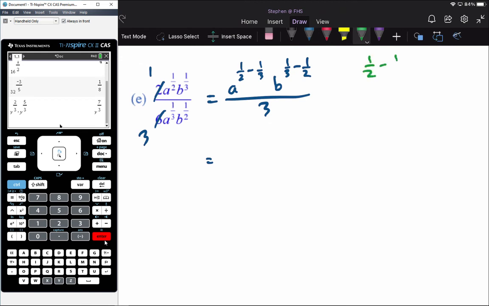So half minus third, 2 times 3 is 6, that's your new denominator. Let's do some cross multiply. 3 times the 1 gives us 3, and then 2 times that 1 gives us 2. So we have 3 minus 2 over 6, and that is just going to be 1 over 6. So what that means is we have a to the power of 1 on 6. Then we'll get b to the power of something.